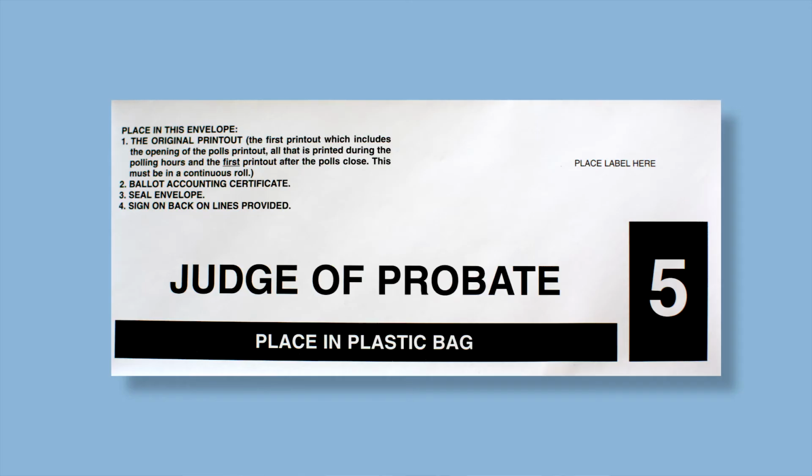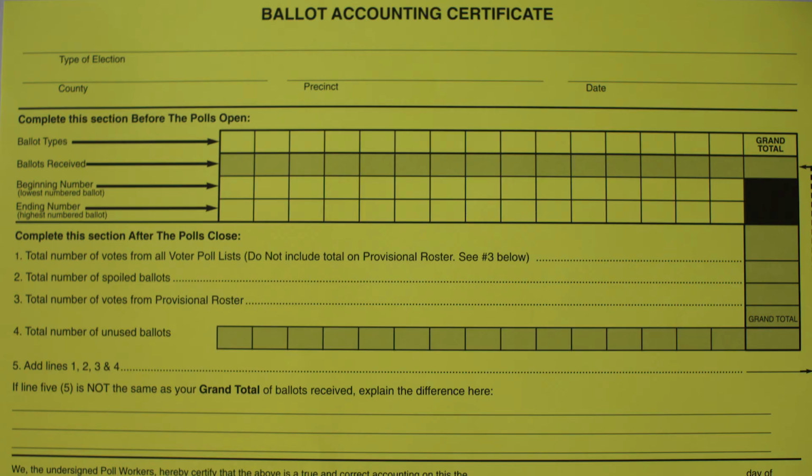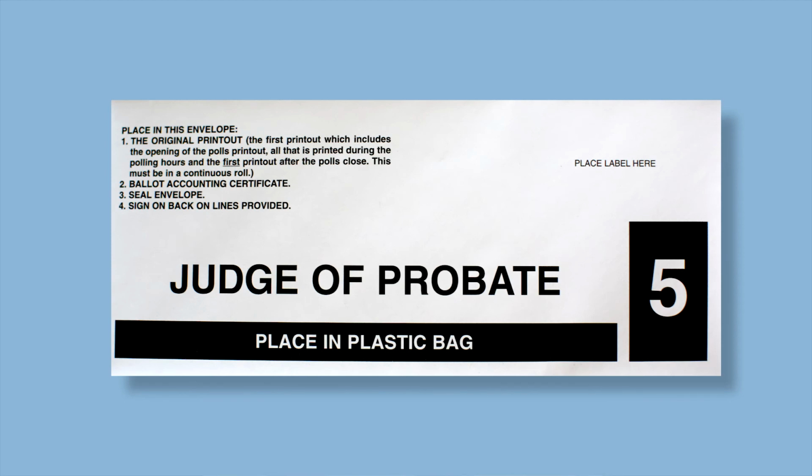The original copy results, which is the zeros you signed that morning and the very first complete set of totals that night, must go in envelope 5 to be returned to the probate judge, as well as the first original results. You must complete your ballot accounting certificate at the end of the day. What that will entail is take the number of votes that were cast on the machine, the number of spoiled ballots, the number of provisional ballots, and the number of unused ballots, which should add back to the total of ballots that you began with that day. Make sure that ballot accounting form is also placed in envelope 5.